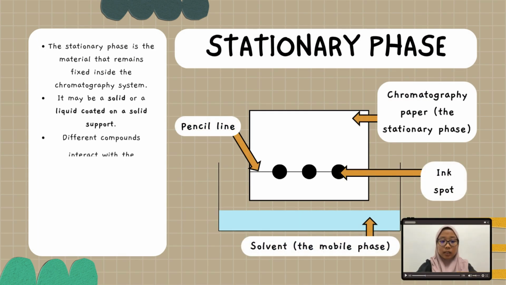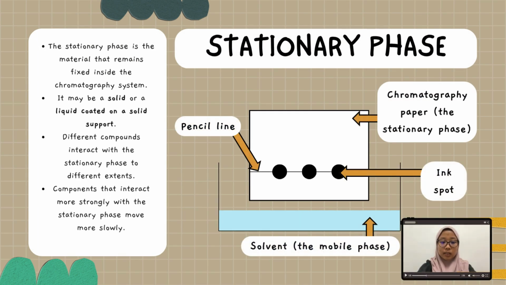So now for the stationary phase. The stationary phase is the material that remains fixed inside the chromatography system. It may be a solid or a liquid coated on a solid support. Different compounds interact with the stationary phase to different extents. Components that interact more strongly with the stationary phase move more slowly.